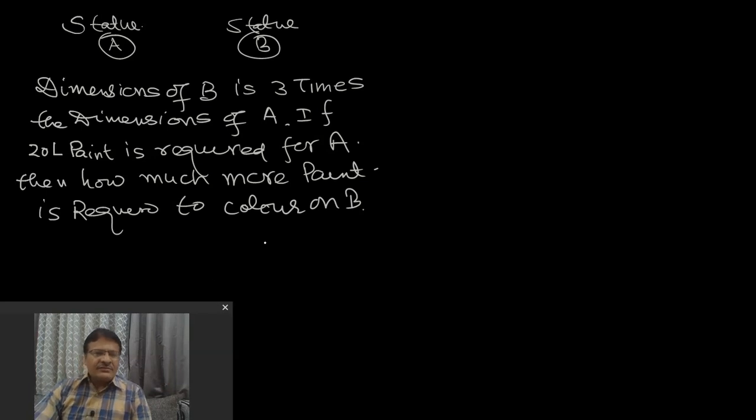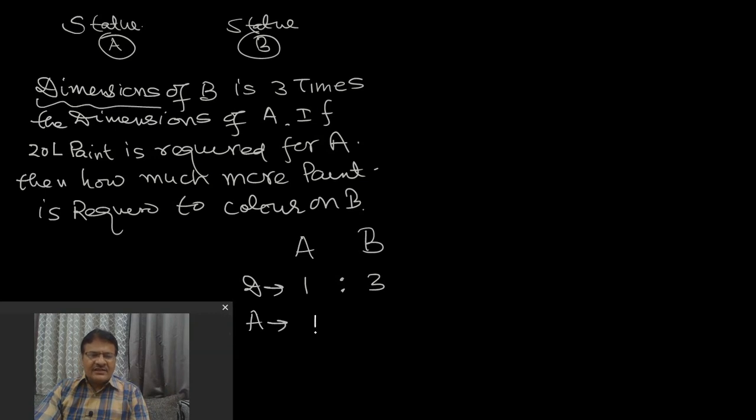Now as it is given to you that there are two statues, statue A and statue B, and the ratio of the dimensions of A and B is 1:3, as it is given that B is 3 times. So if the ratio of dimensions is 1:3, then the ratio of area is 1:9.